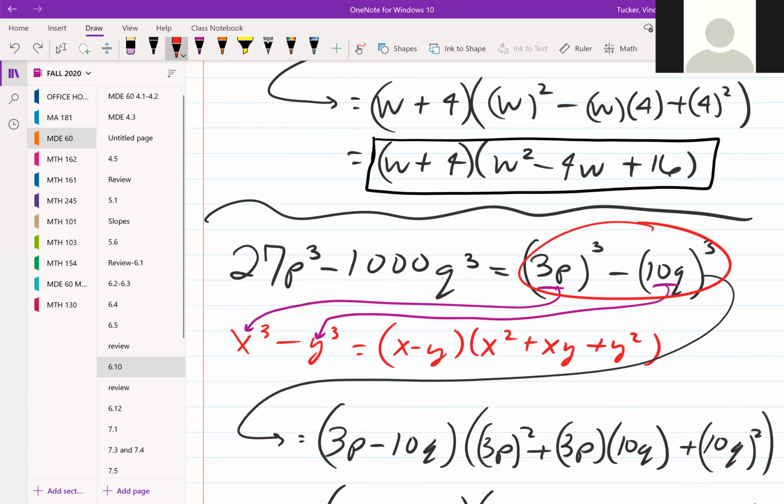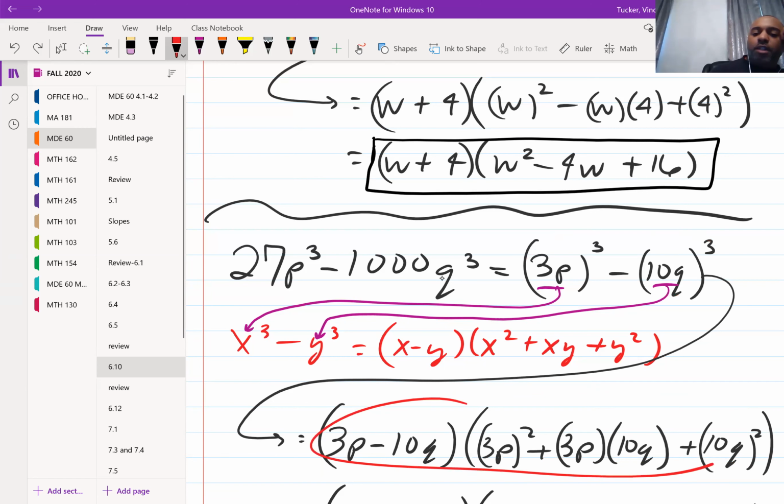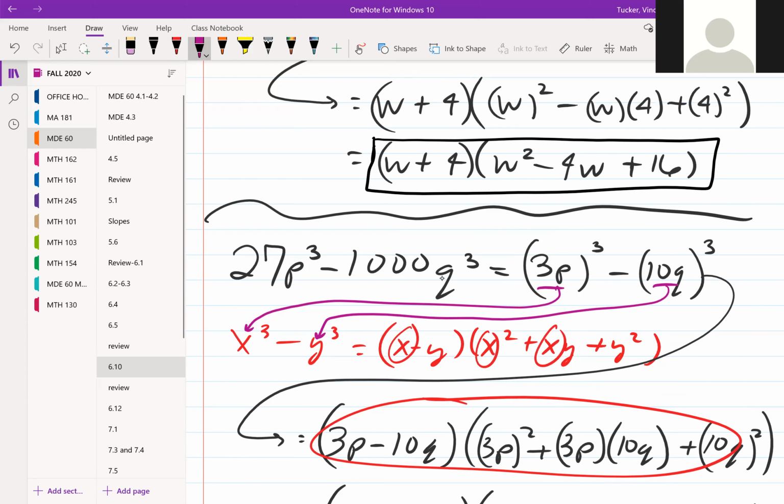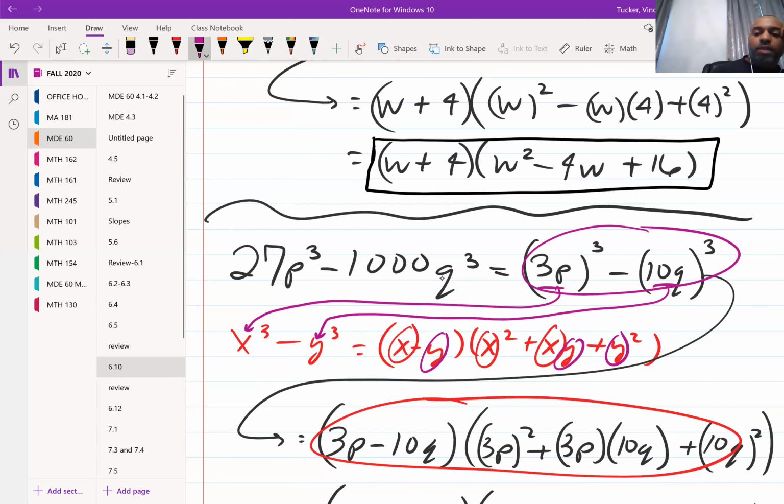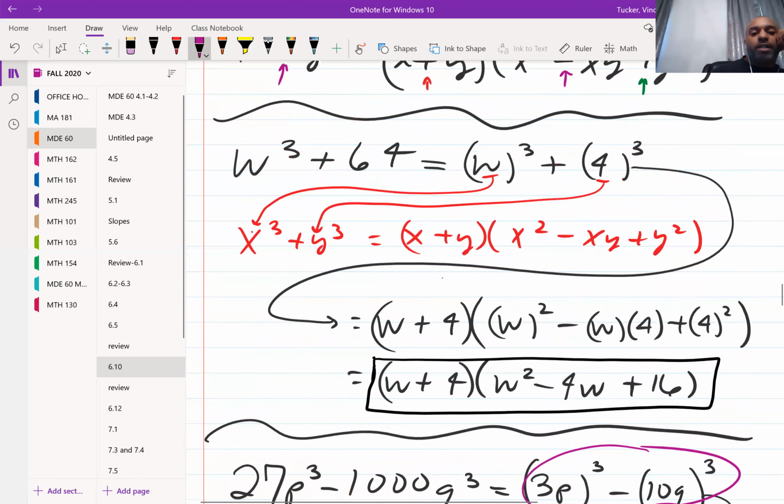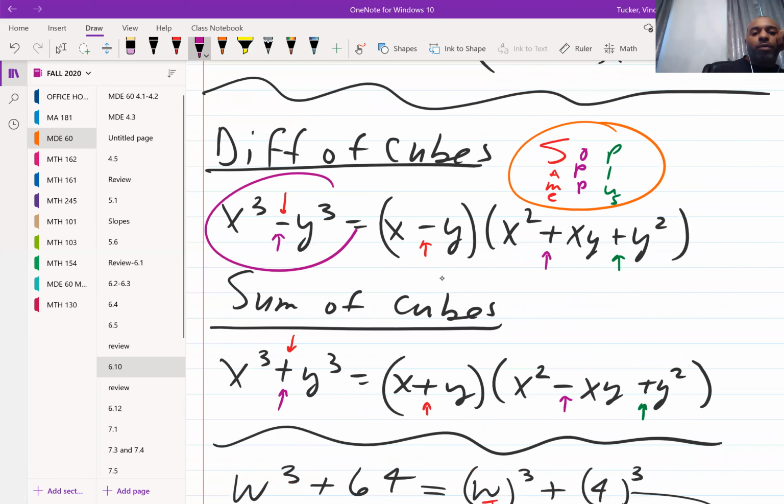Okay, so let me go back here. I just erased that. So at this step, all we did was substitute. We just took 3p and plugged it in for x, all the way across. And then we took 10q and plugged it in for y, all the way across, in the formula. Because this says that I have the subtraction of perfect cubes, I can use this formula right here.